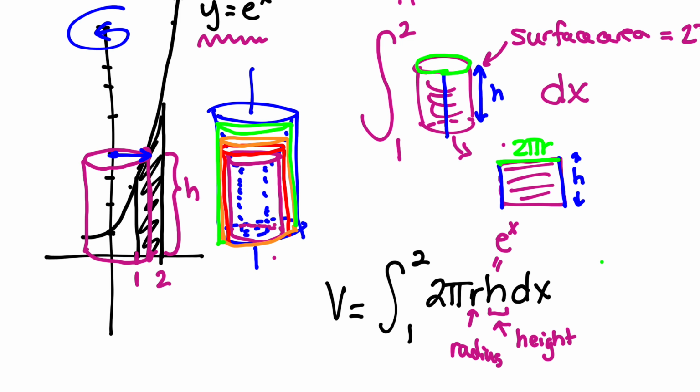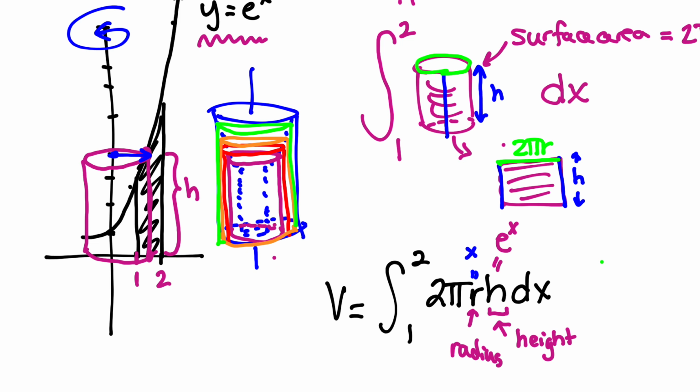If I move my cylinder over a little more, I would still look along the x-axis to determine the radius. In fact, when you use this cylindrical shell method, your radius will match your variable of integration. It's just x in this case, because you're just cutting along the x-axis, so you are getting a movement along the x-axis.